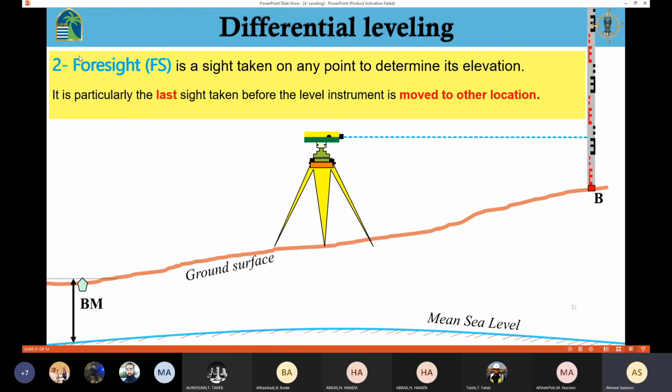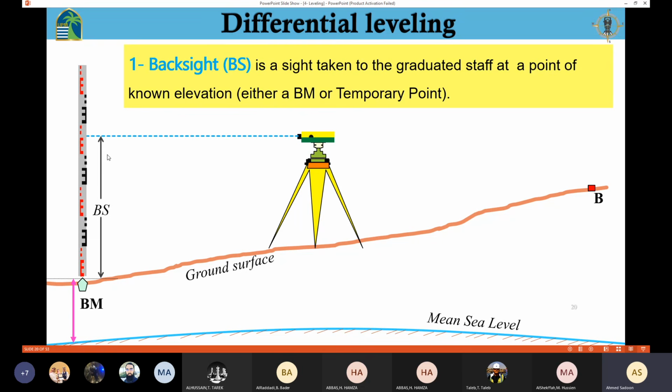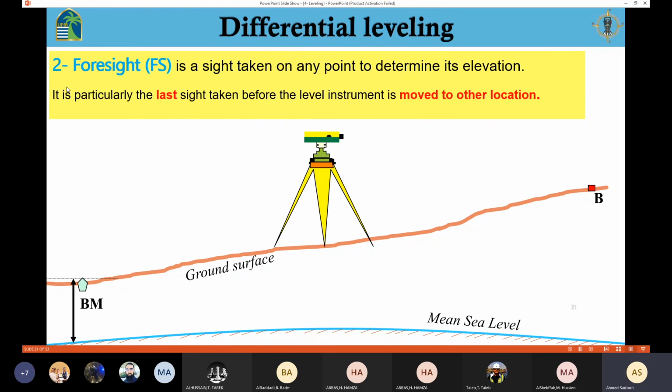We call this foresight. So the foresight is a sight taken on any point to determine its elevation. So when you place the staff on a point that we need to know its elevation, then we call this foresight. Where the backsight, remember here, don't get lost. The backsight here, we place the staff on a known point, which is a benchmark or temporary point. While the foresight, we are going to place the staff and get the reading for a point we need to know its elevation.